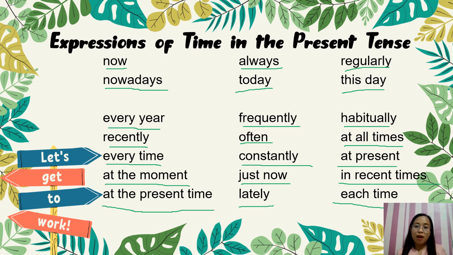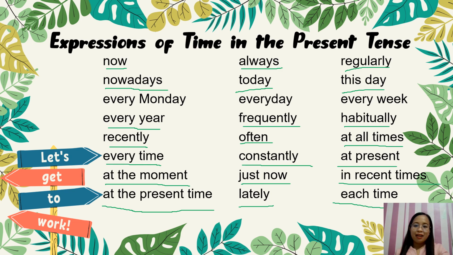Diba? Pag sinabi natin now, ngayon na. Always, palagi. Regularly, lagi-lagi din. Nowadays, so ngayong mga panahon, today, ngayong araw, this day, every year, bawat taon, di ba? Frequently, madalas. Okay, those are the expressions of time that we use to show present tense. But now, let's have more examples. Mayroon pa pala class ito, every Monday, and every day, and every week. Yan pa yung mga iba pang expressions of time in the present tense.